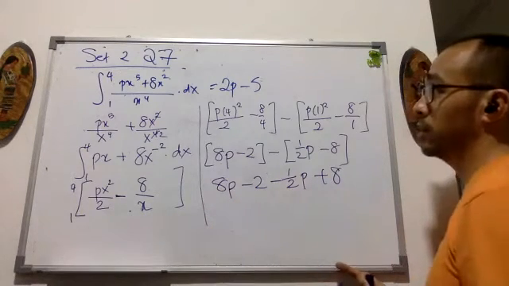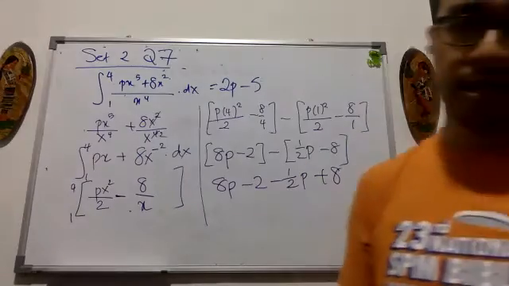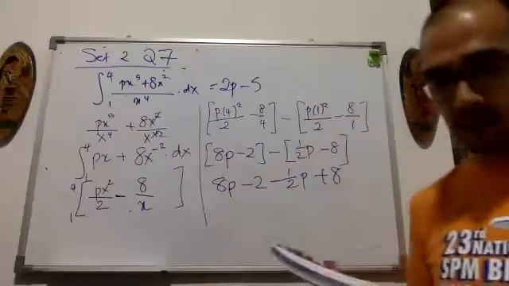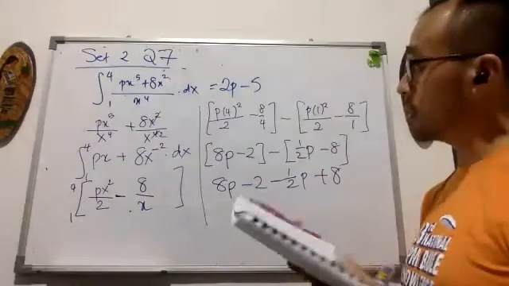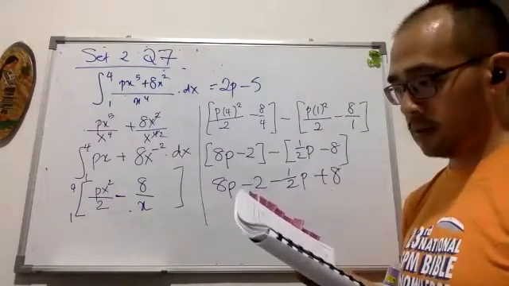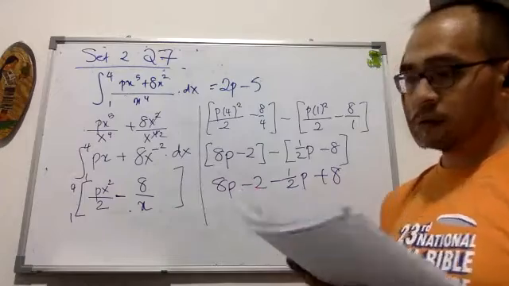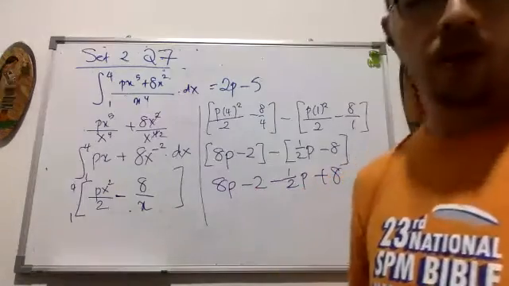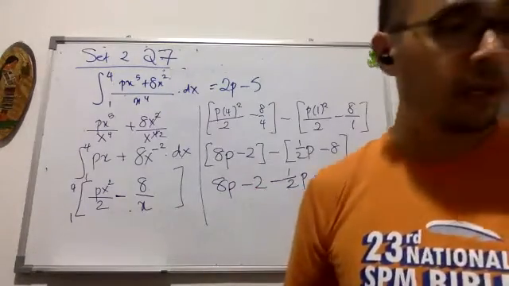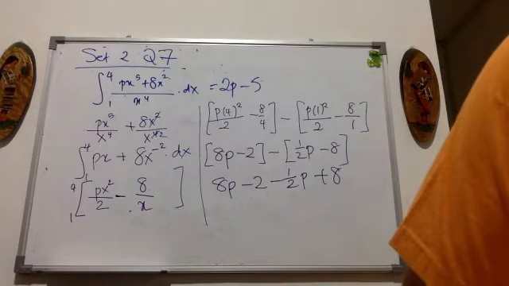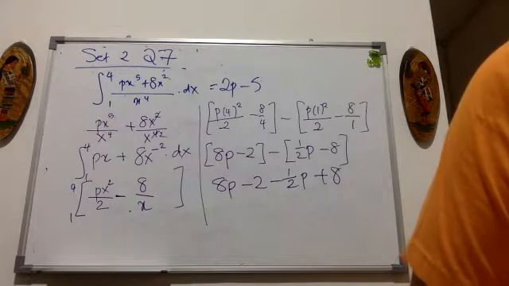Oh, something wrong with this. Hold on now. Am I doing something wrong here? Can anybody detect? Did anybody detect a mistake in my part over here? 2p minus 5 is the constant. Okay, so far so good, I think. And the 7.